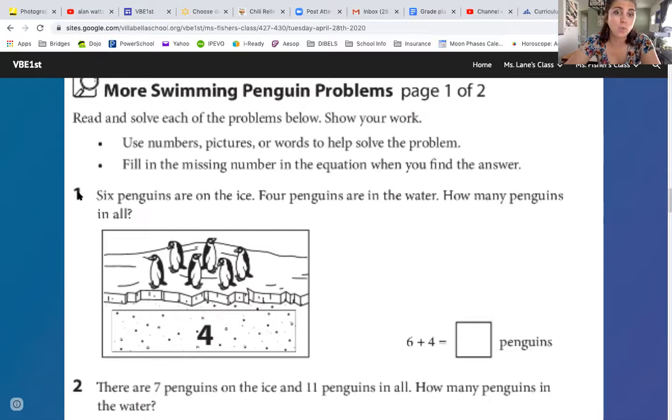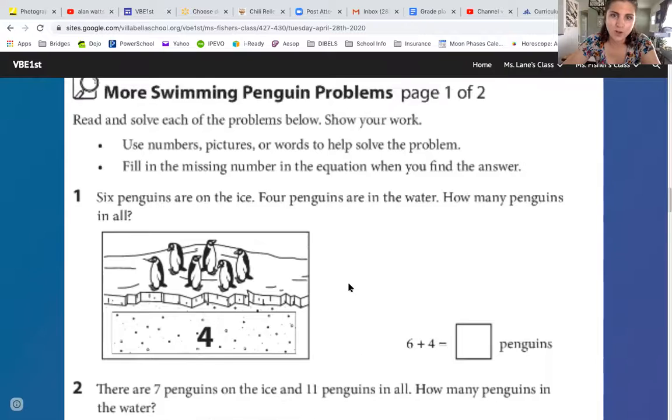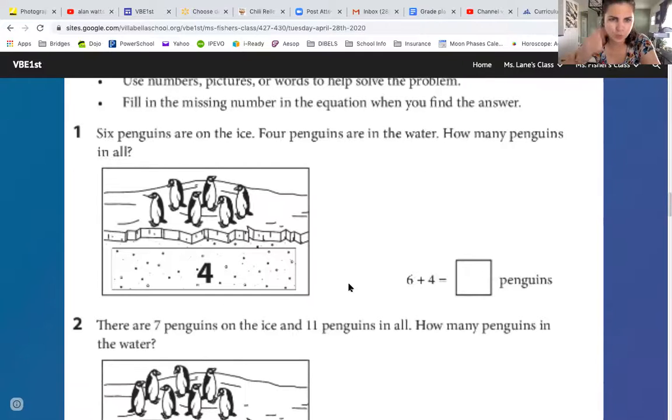So you don't need to write the whole answer. For number 1, you're going to write 6 plus 4 equals blank, and make sure you put penguins, because if I were reading this, I'd say 6 plus 4 equals the answer. Are we talking about cows? Are we talking about chickens? No, we're talking about penguins. So I would like you guys to work on this worksheet. Test your brain, see all the different combinations.